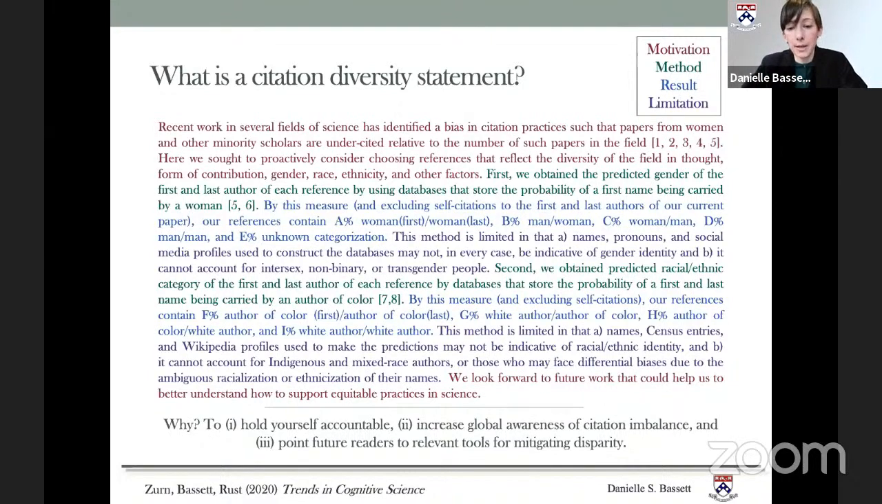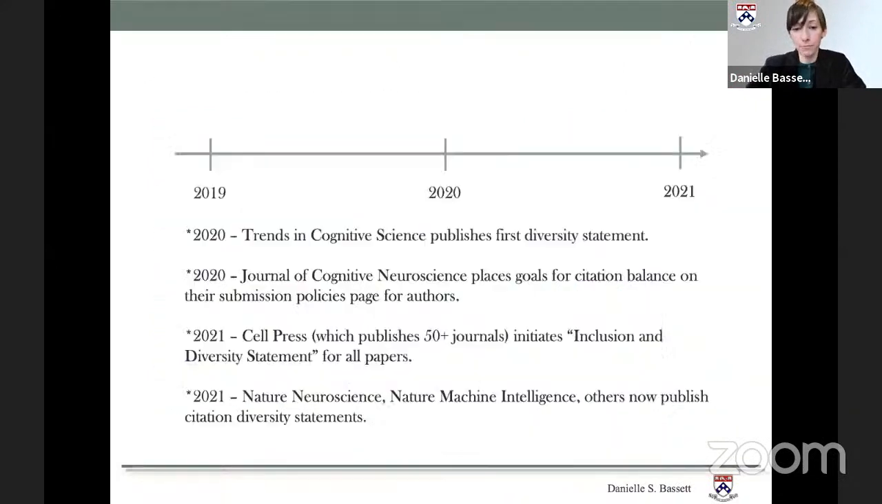Why do we include a statement like this at the end of our papers? Well, number one, to hold ourselves accountable. We need to actually be frank about the numbers. Number two, to increase global awareness of citation imbalance. And number three, to point future readers to relevant tools for mitigating disparity.